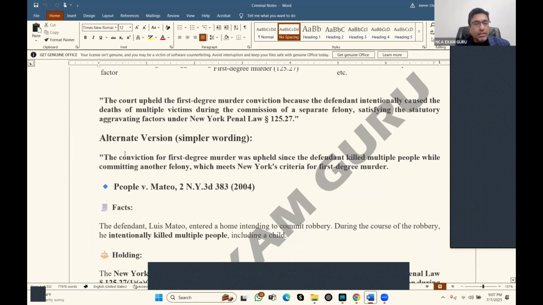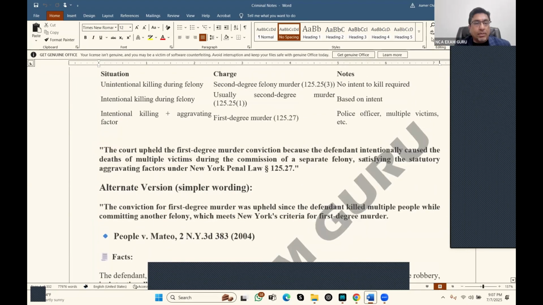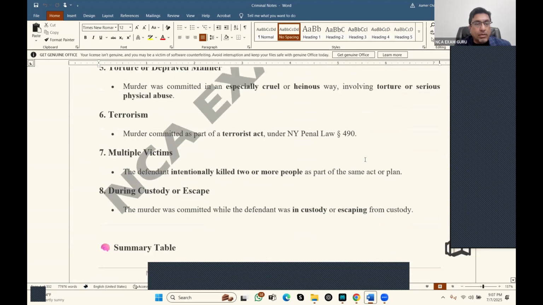The conviction for first degree murder was upheld since the defendant killed multiple people. Multiple people. Here it will be written as multiple victims, multiple convictions. Always first degree murder. Multiple: third. First, planning and deliberation. If not, then the second one is felony murder. Okay, doesn't matter. For felony murder, one question: for felony murder, is intention required?